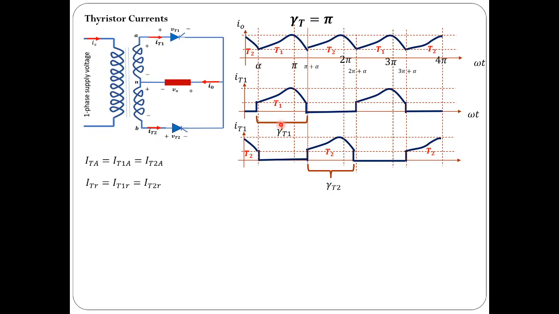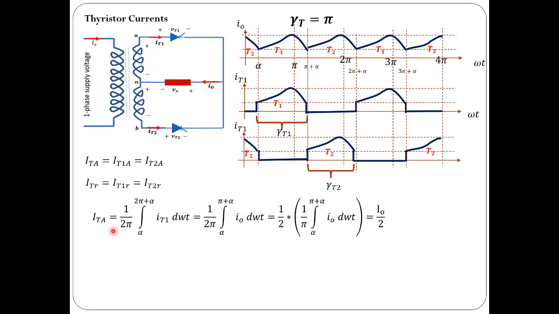Except for the time shift, IT1 and IT2, I'm sorry, this is IT2. Let me make this correction. This is IT2, I'm sorry. Please note that this indicates IT2, it is not IT1. So the thyristor 1 current and thyristor 2 current will have the same wave shape with some time shift. So their RMS values and average values are going to be equal.